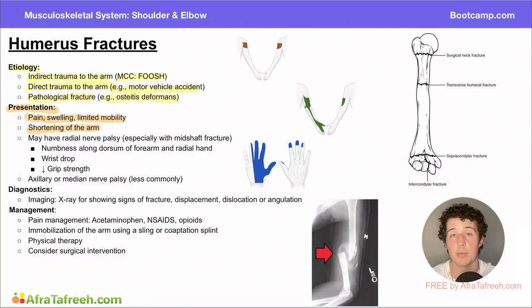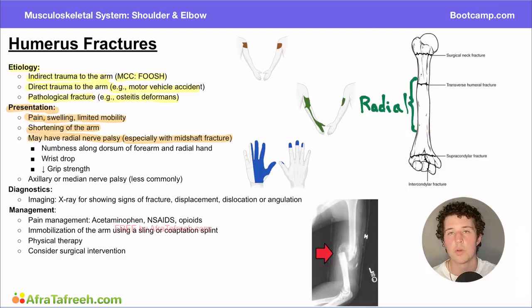A very important complication for you to know about is that a patient may have radial nerve palsy, especially with a mid-shaft fracture, or really anywhere along here inside the bone. So what sort of things are going to make us suspect that there's radial nerve palsy in a patient with a humerus fracture? Well, for one, they'll have numbness along the dorsum of the forearm and radial hand, because this is the area innervated by the radial nerve.